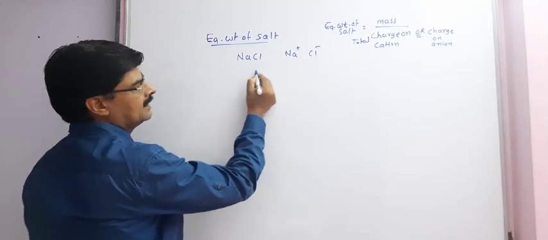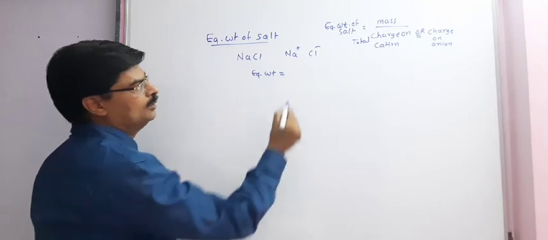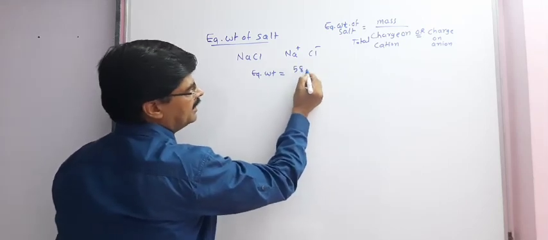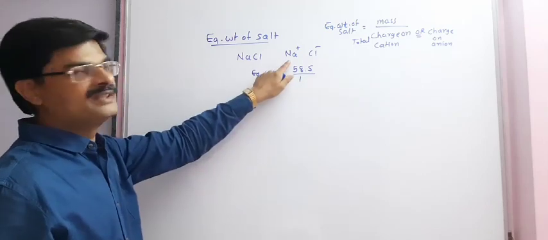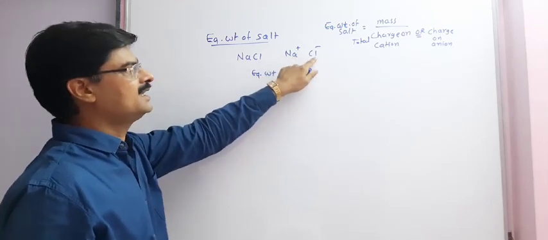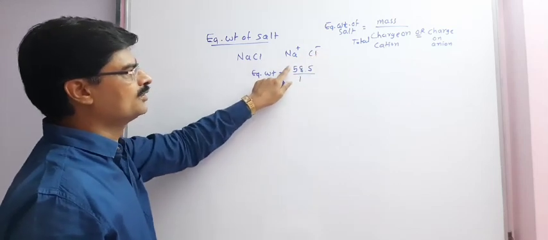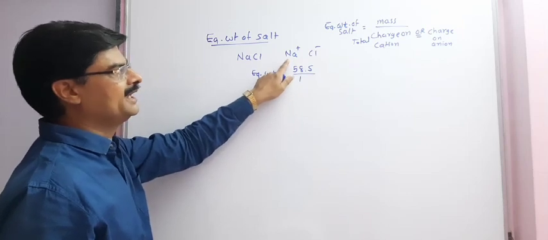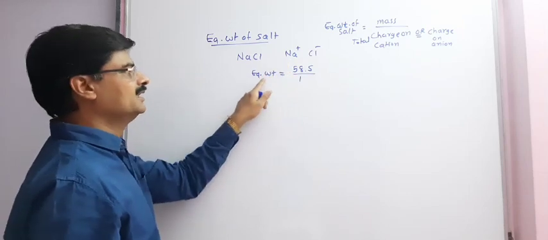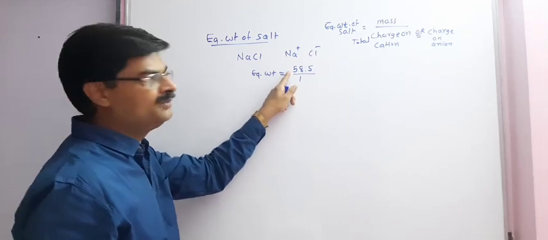So in NaCl, equivalent weight is equal to 58.5 divided by 1, because the positive ion has one charge and the negative chloride ion also has one charge. So equivalent weight is simply mass divided by 1. Formula mass of NaCl is 58.5. That is why equivalent weight of NaCl is equal to 58.5.